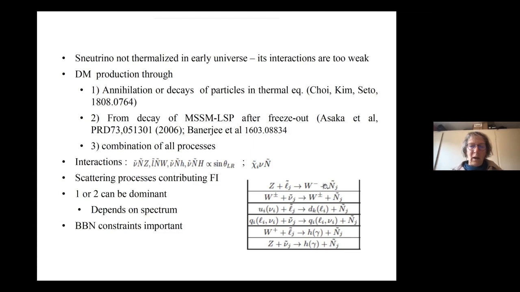And which dominant ones somehow depend on the spectrum. In both cases, we have to actually be careful about Big Bang nucleosynthesis. It is constrained in the sense that if you have some charged particle that is still present when Big Bang nucleosynthesis takes place, it can change the prediction.